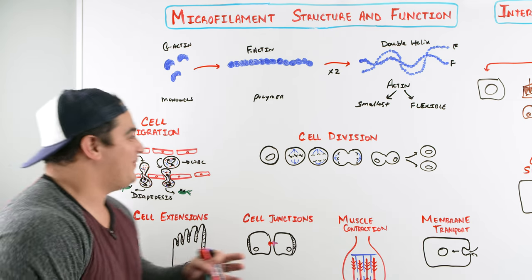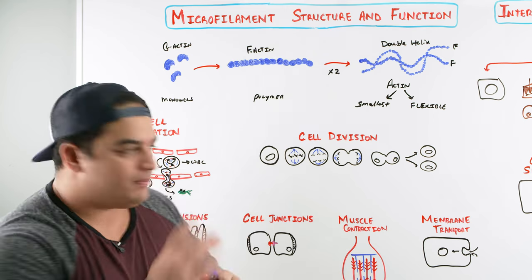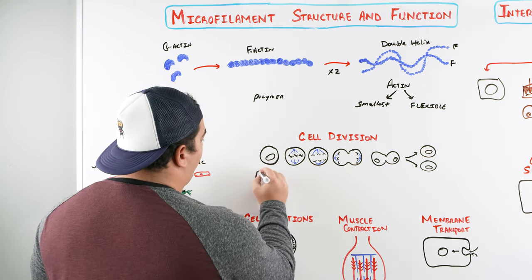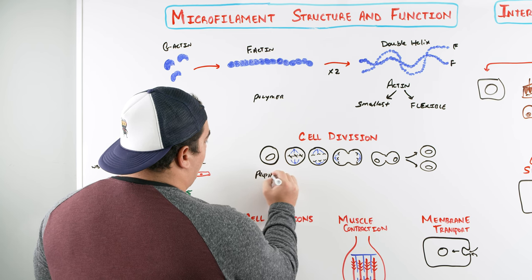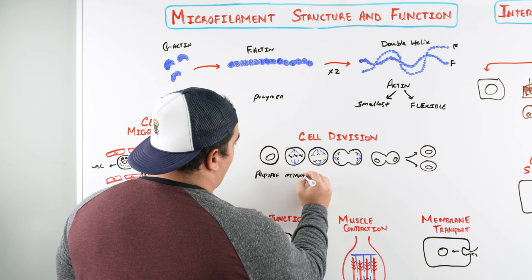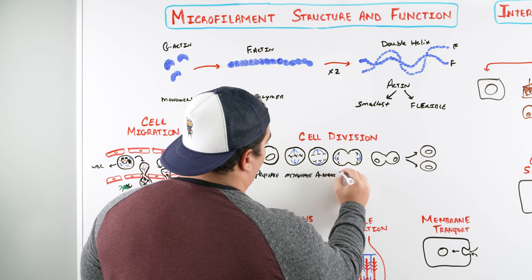Tell me that's not cool. The second thing that it can also do is something called cell division. So there's different phases, right, of mitosis. So we're not going to go through each one of these, but there's prophase, there's also something called metaphase, then you have something called anaphase, and then you have something called telophase.